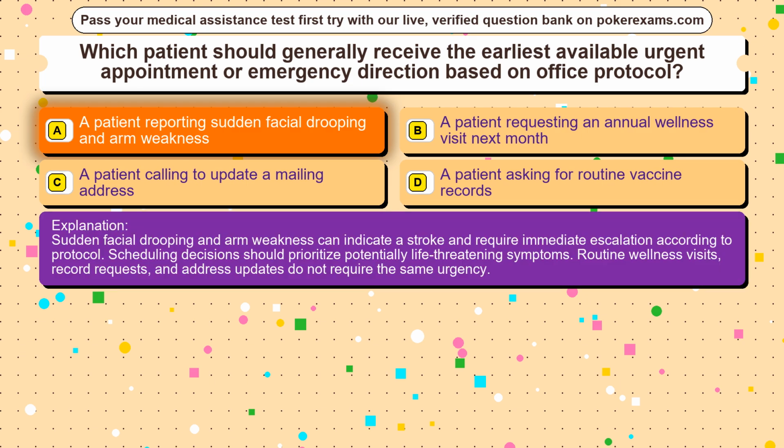Sudden facial drooping and arm weakness can indicate a stroke and require immediate escalation according to protocol. Scheduling decisions should prioritize potentially life-threatening symptoms. Routine wellness visits, record requests, and address updates do not require the same urgency.